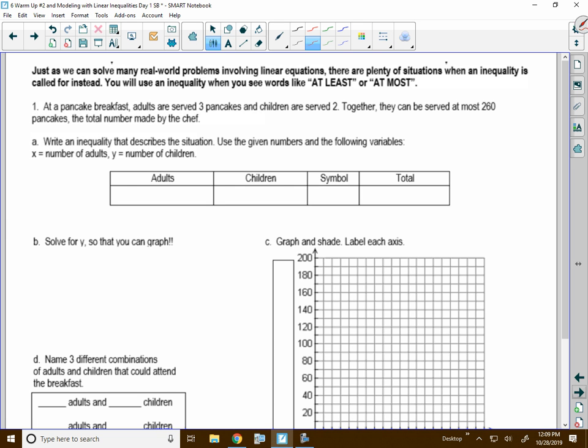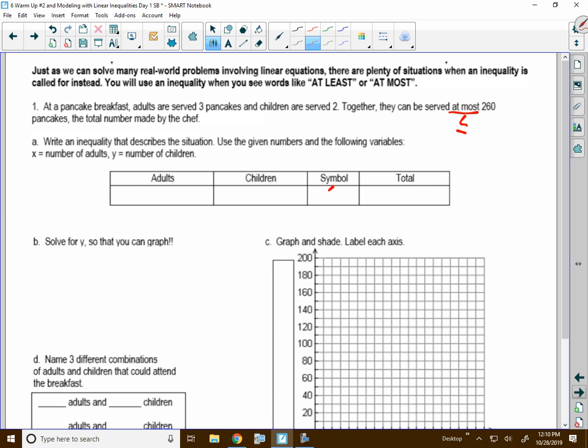All right. So we have a pancake breakfast where adults are served 3 pancakes and children are served 2. Together, they can be served at most 260 pancakes, the total number that's made by the chef. So can we serve more than 260? No. So it has to be at most. So I want you to underline the words at most. When you see words like at most, at least, those are going to tell you what inequality symbol you can use. Okay? So if it's at most, then everything needs to be less than or equal to your total.